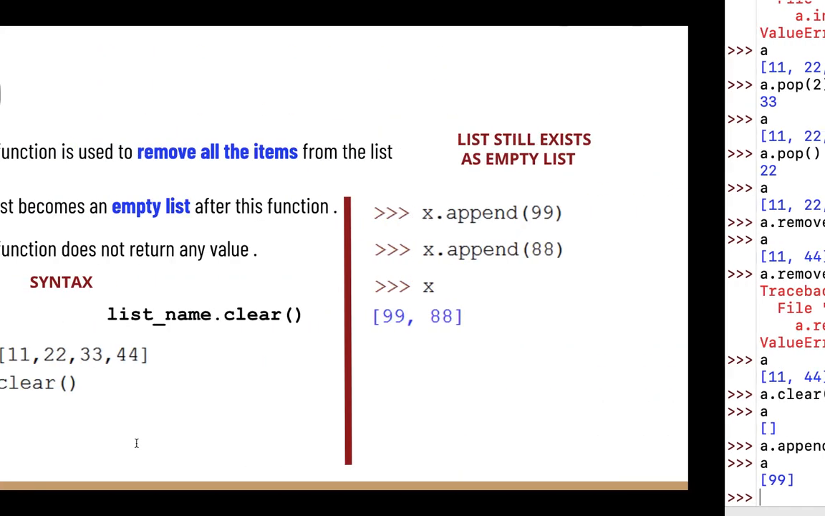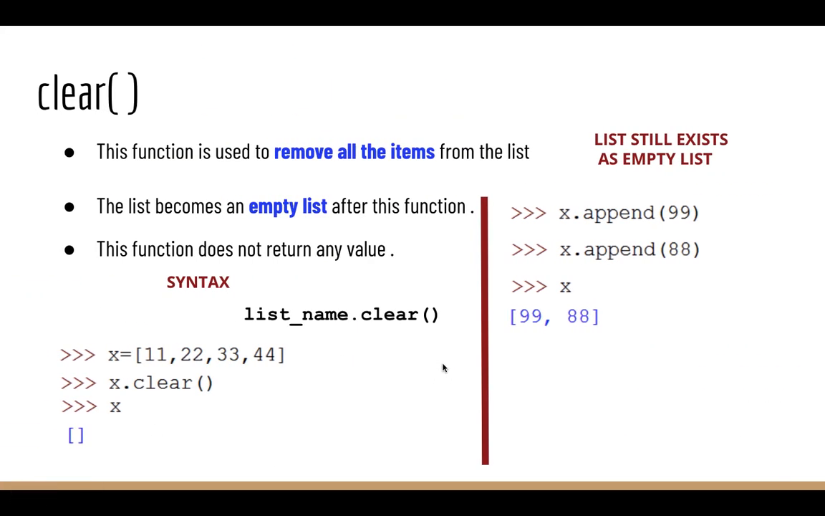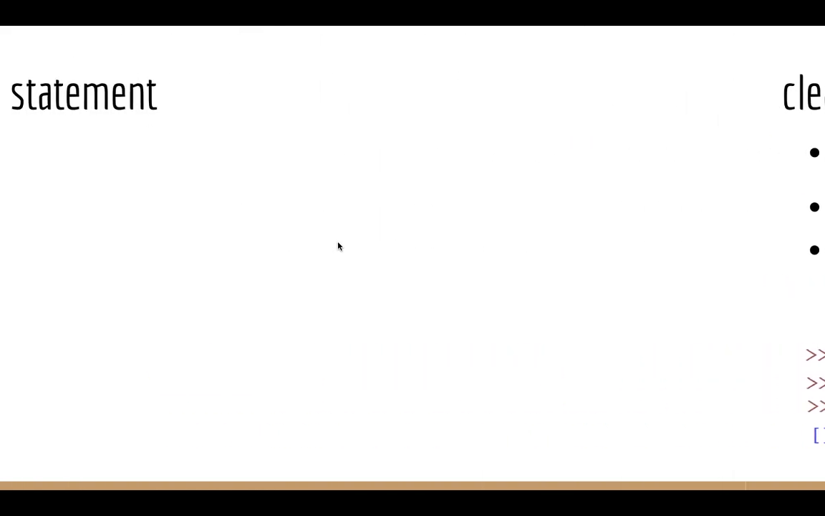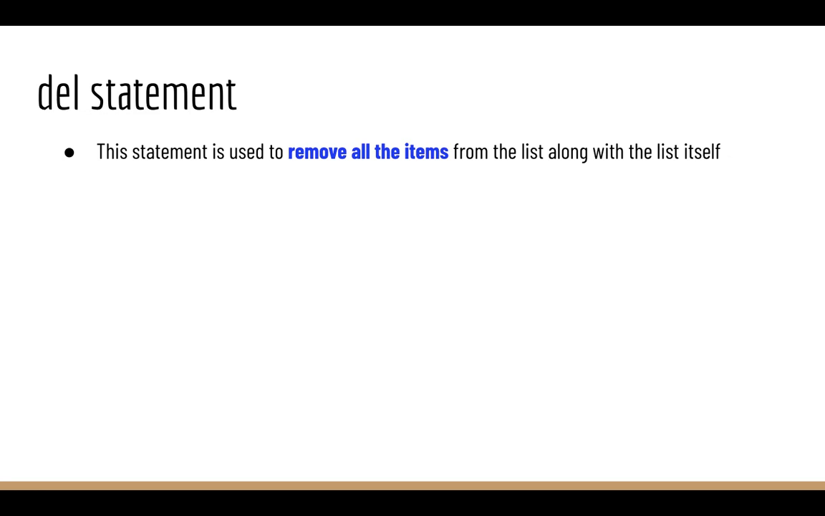Alright, now let's go to a more drastic command as compared to clear, which is the del statement. If you want to remove all the items from the list along with the list itself, then I'll take the help of the del statement. It's not a function, it's a statement. This statement is used to remove all the items from the list along with the list itself.